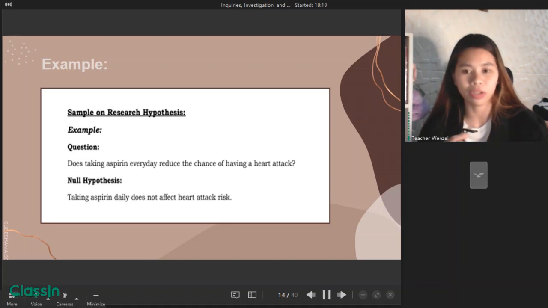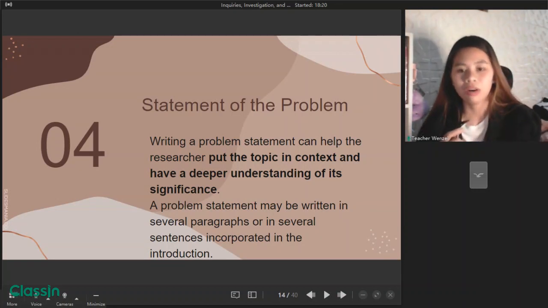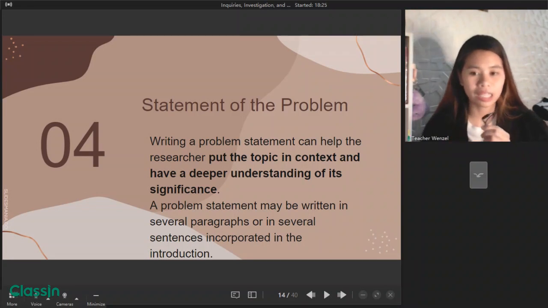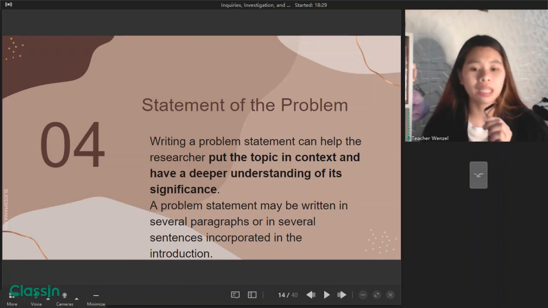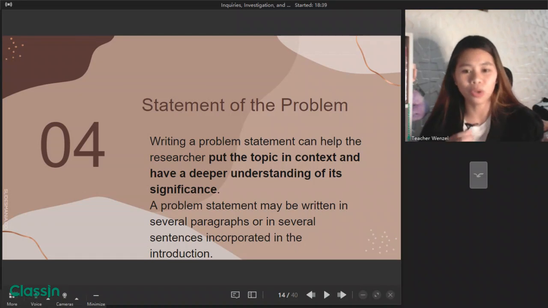Okay, so let's move on. Statement of the problem. Writing a problem statement can help the researcher put the topic in context and have a deeper understanding of its significance. A problem statement may be written in several paragraphs or in several sentences incorporated in the introduction. To simplify, the problem statement identifies the problem you want to solve.